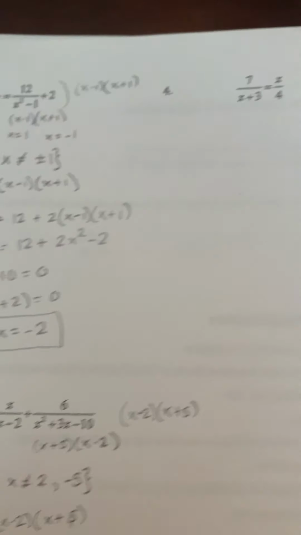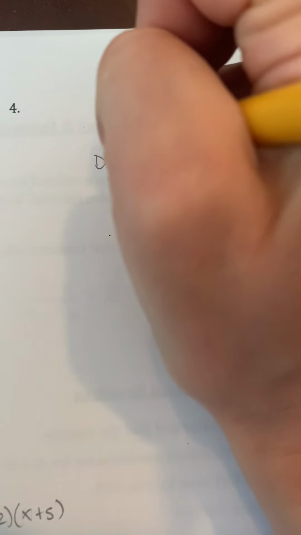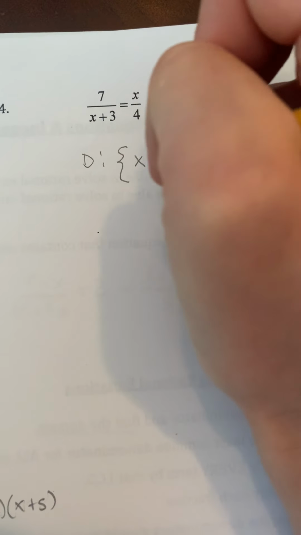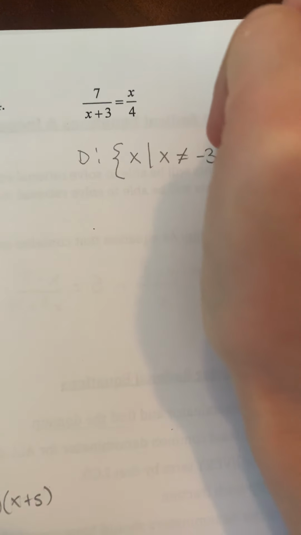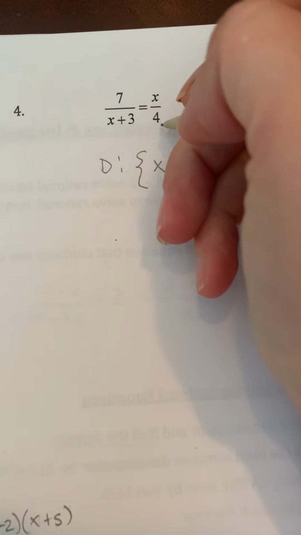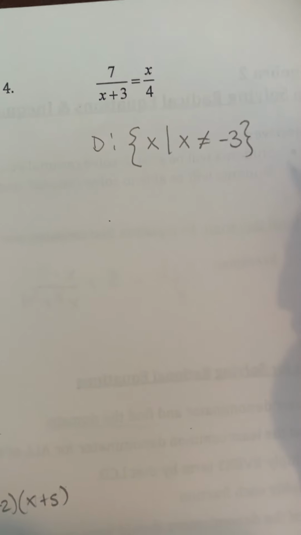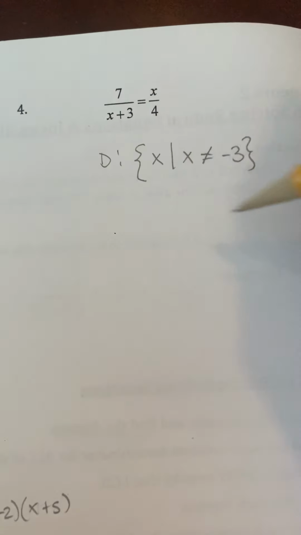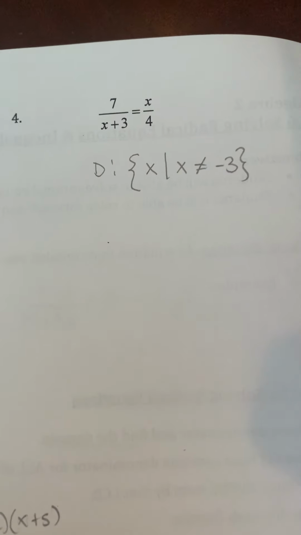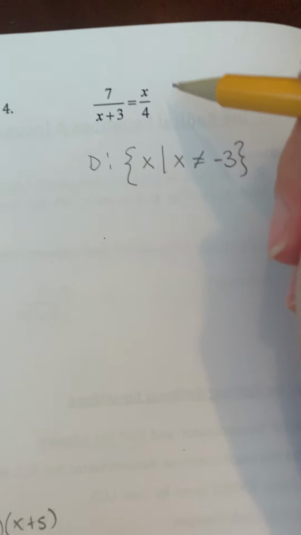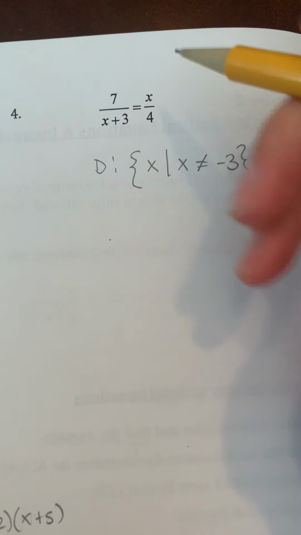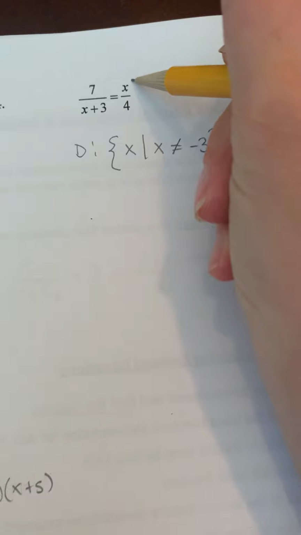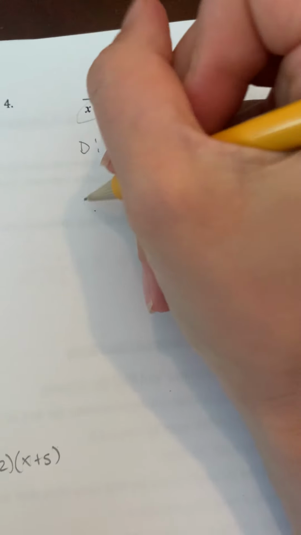Okay, let's look at number 4. Number 4, we're going to find our domain. In this case here, everything's factored, so it's just the x such that x cannot equal negative 3. This 4 is completely fine. There's not a variable in my denominator. Now you can do 2 options here. You can find your LCD, or you can pause and say, aha, this is just a proportion. And how can I solve proportions? I can simply cross multiply.